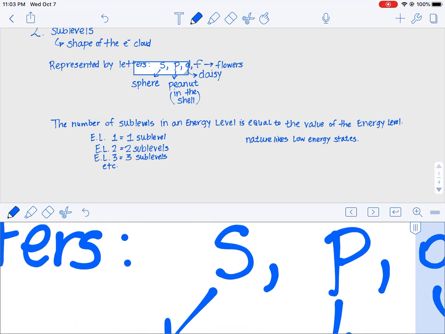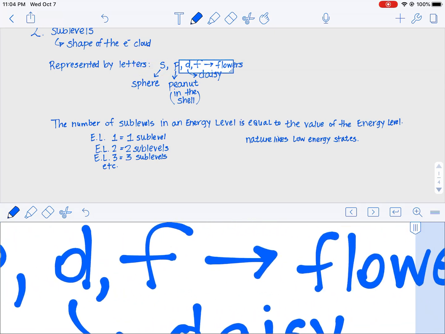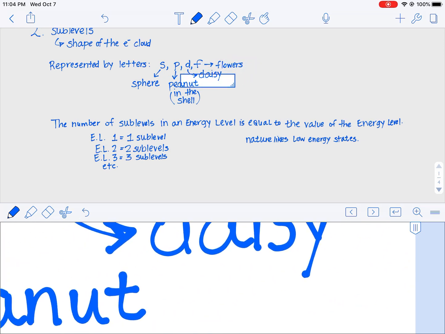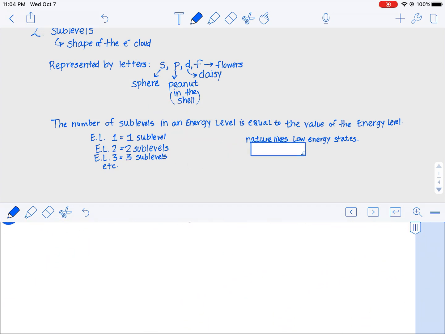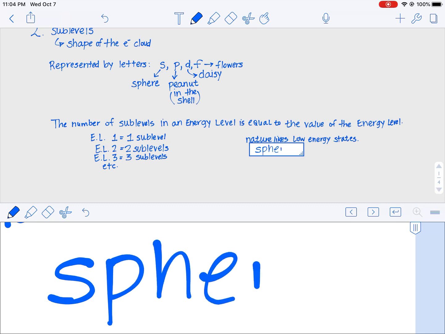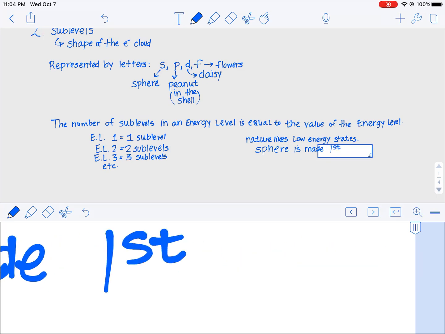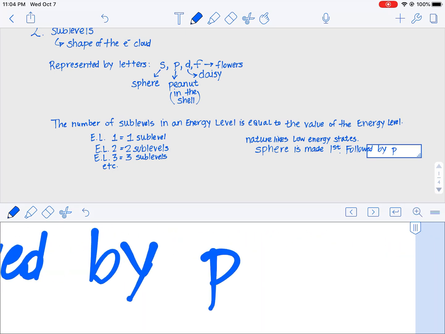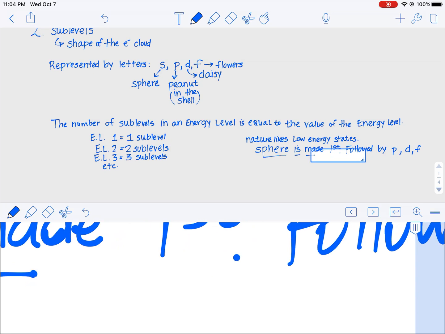So let's think about these shapes. A sphere looks like a baseball or a beach ball. The peanut in the shell kind of looks like a dumbbell shape. And then daisies and flowers. If I handed you a jar of Play-Doh, which of these shapes do you think would require the least amount of energy to make? You're right, the sphere shape. So the sphere shape is going to be made first, followed by peanuts, followed by daisies, followed by flowers. The key here is that the sphere is made first.